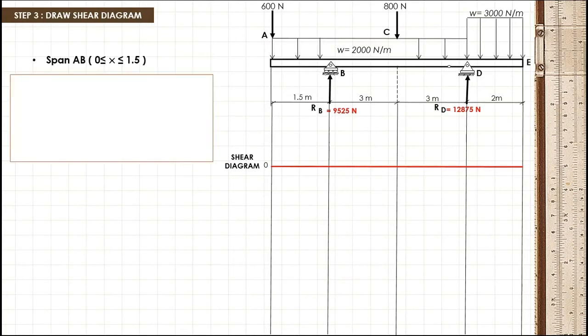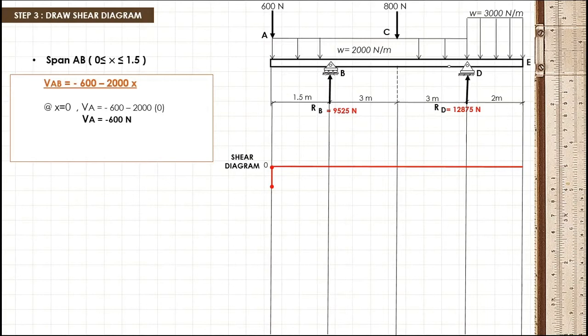First, we will be using this shear equation. Shear at AB is equal to negative 600 minus 2000x. At point A, where x is equal to 0, by substituting the value of x in this equation, we got negative 600 Newton as the shear at point A. Since we got a negative value, we will be putting it under a reference line.